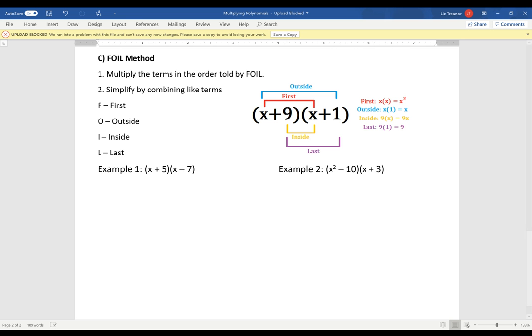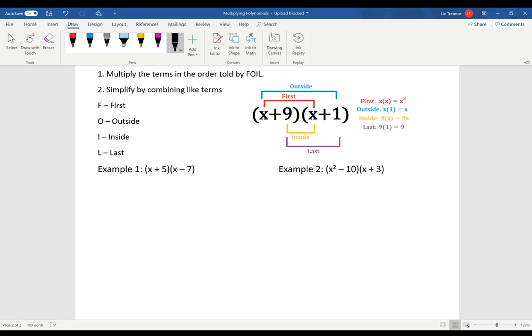And the last method that you can use to multiply two binomials is the FOIL method. And we call it the FOIL method because each letter of the word FOIL stands for a step in your multiplying. So F stands for first. And you can see the first is written in red in this diagram. So you're just going to multiply the first term of each binomial.